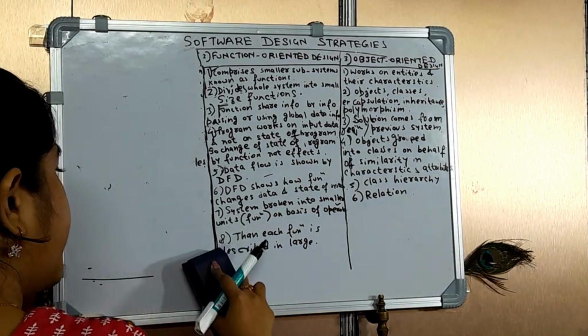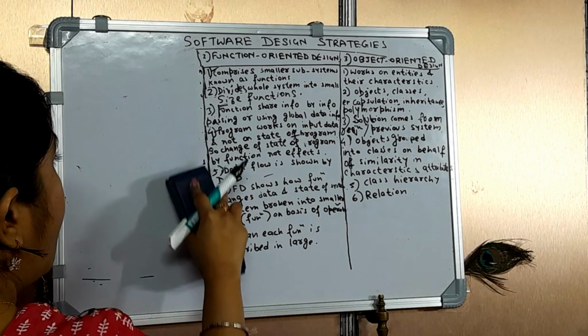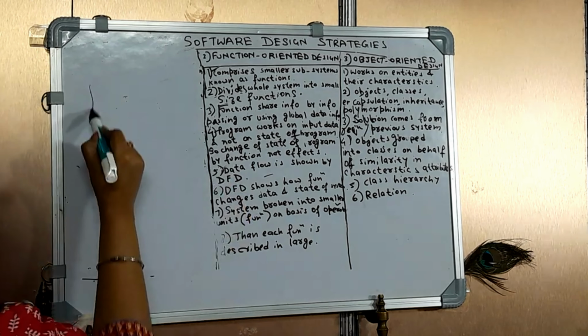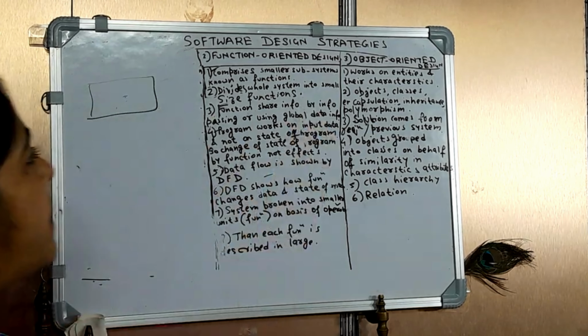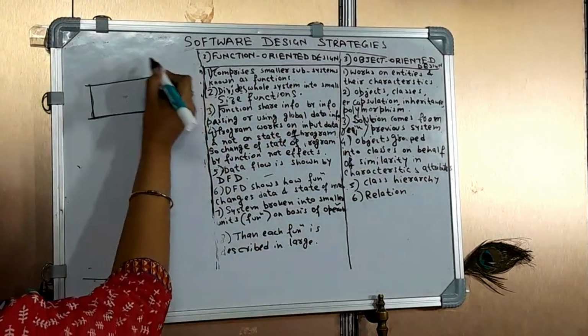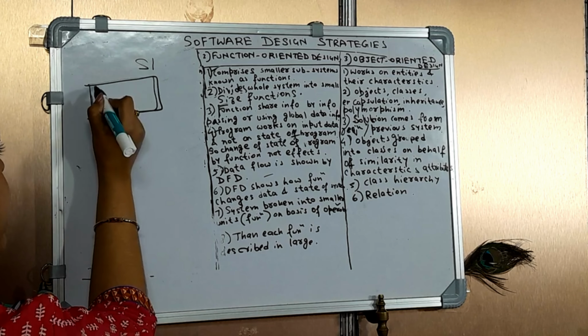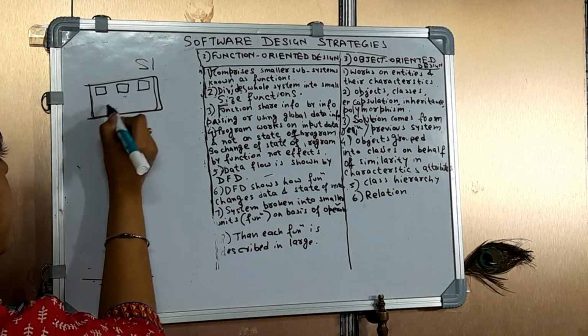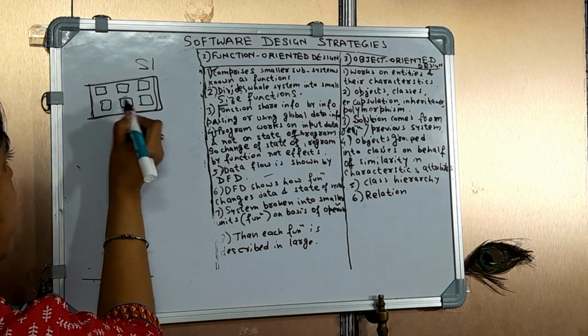What happens here? Same thing. Again here we break the whole system into subsystems, each comprising a smaller subsystem known as a function. Same thing. It is your system, that is S1. Then you are breaking that into smaller subsystems.